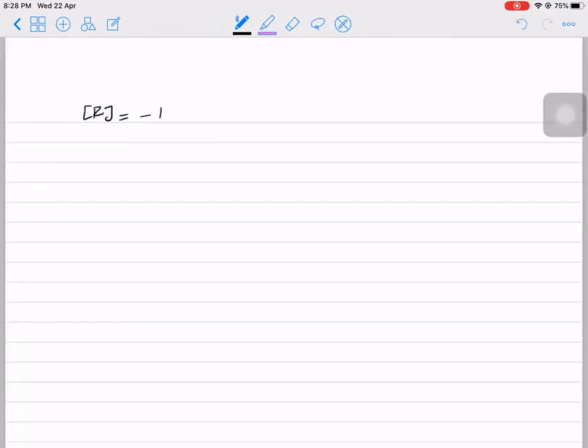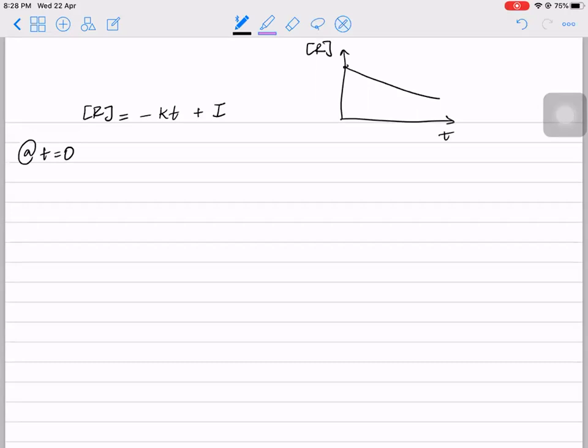Concentration of the reactant, R = -kt + I. Let's say our time was 0. This is time and this is concentration. At T0, let me say my reactant concentration was R0. So at T0, my reactant concentration is R naught, or R0.